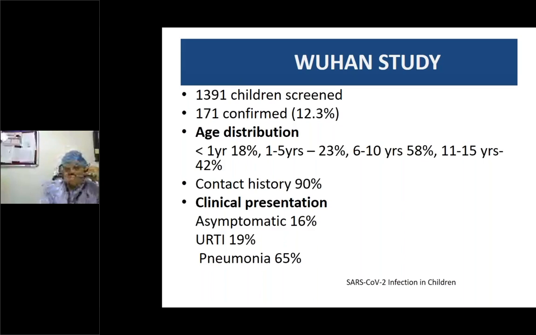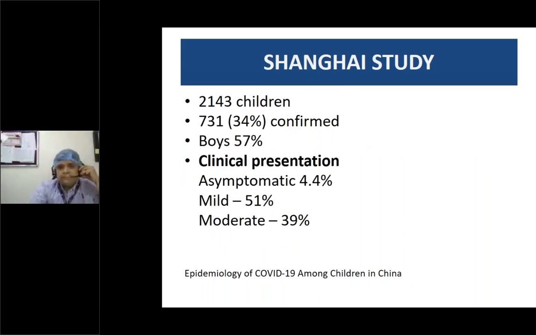Moderate symptoms are when they have features of lower respiratory tract infection, which may be either pneumonia or ground glass opacities. They may have these features, and then the severe pattern. The study from Shanghai reported that of the 243 children seen, 34% had confirmed COVID infection. The majority of them were boys, and here also the clinical presentation is mild. Most of them are in the mild to moderate category, and the asymptomatic group is 4.4%.